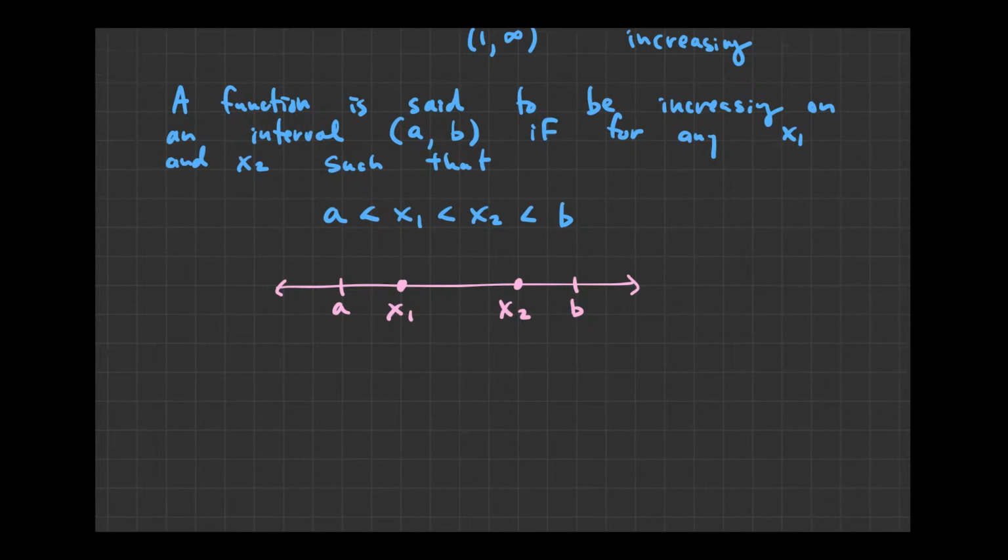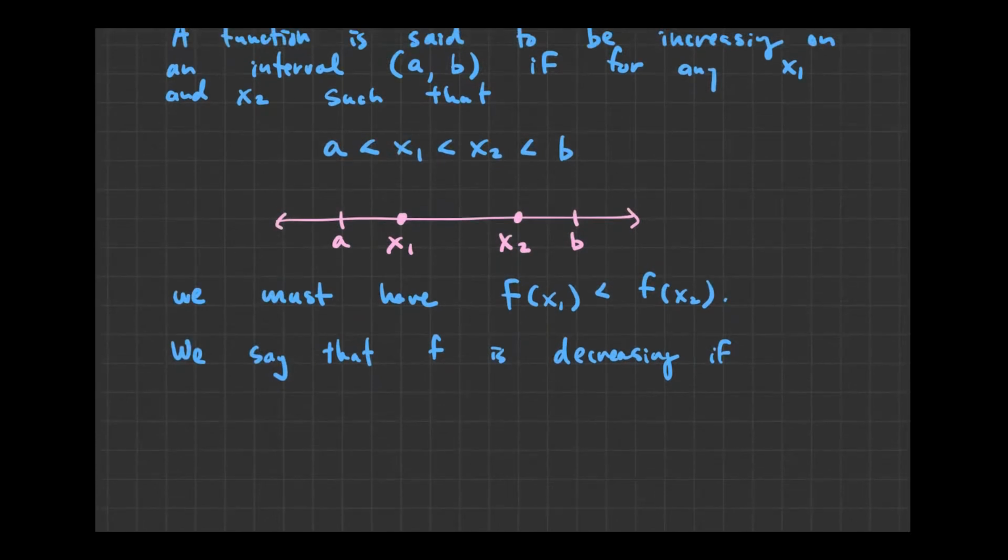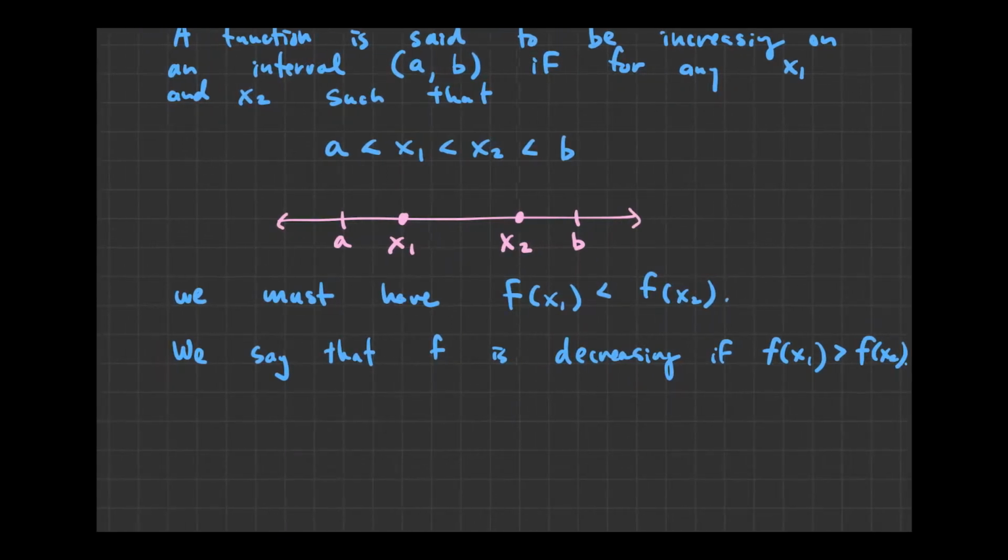Okay, so if it's increasing, we must have that f of x1 is less than f of x2. We say that f is decreasing if f of x1 is greater than f of x2. So that's the algebraic interpretation of increasing and decreasing.